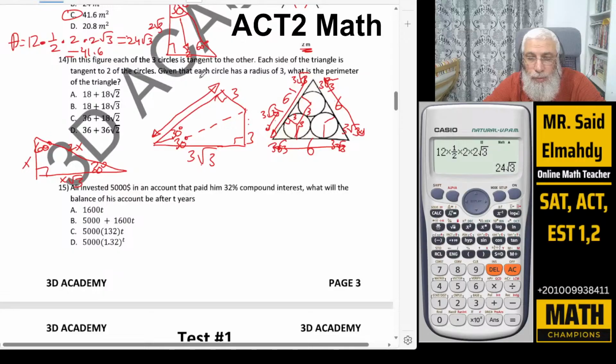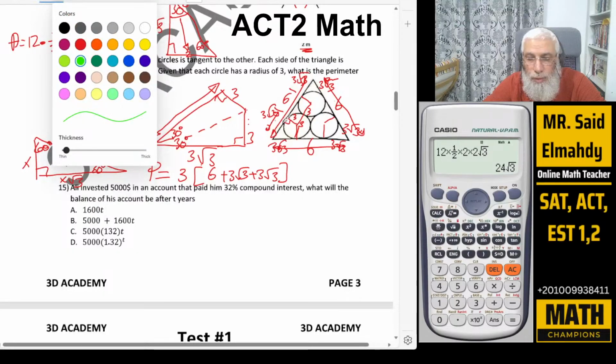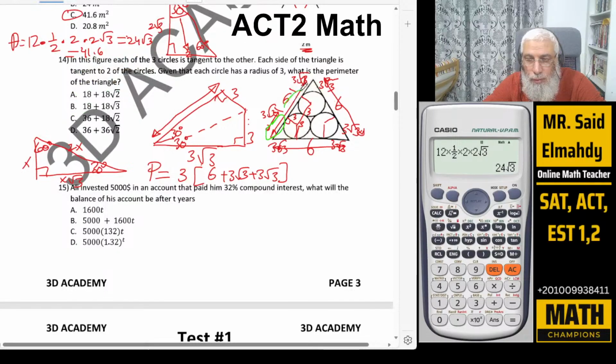So it is said here, given the circle, what is the perimeter? Perimeter equals 3 multiply one side length. So one side length is 6 plus 3 root 3 two times, 3 root 3 plus 3 root 3. One side length is 6 and 3 root 3 and 3 root 3.